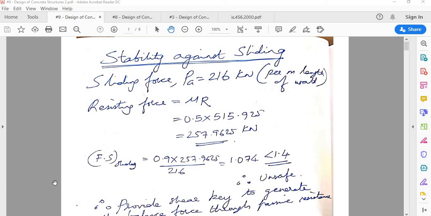So in the last class we had started the problem of counterfort retaining wall. We had carried out the initial proportioning, we had done the overturning check, and we had done the soil bearing pressure check, for which we had to make some modifications in the toe slab to make it safe. So today's lecture we'll be continuing from where we stopped in the last lecture. One more stability check is remaining, which is the sliding check. That is the portion from which I will continue today.